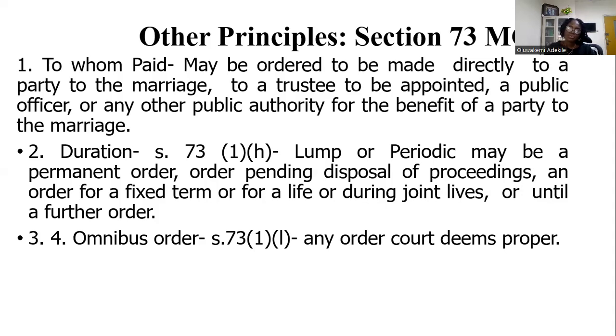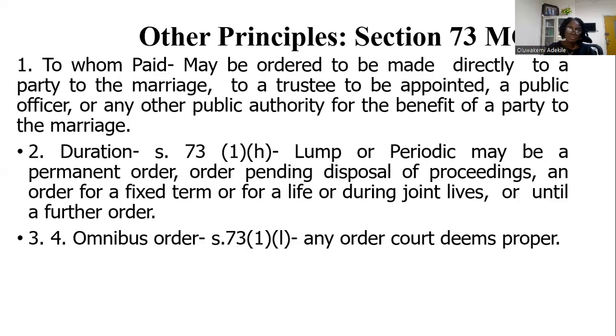The duration of the maintenance order. If you look at section 73(1)(h) of the Matrimonial Causes Act, we've said that it could be lump sum or periodic. So if it is a lump sum, of course, you pay it once and for all, and that is the end. It could be periodic, which may be permanent, like just continue to pay it. Or it might be, like we said before, an order that is pending disposal of proceedings. It could be for a fixed sum.